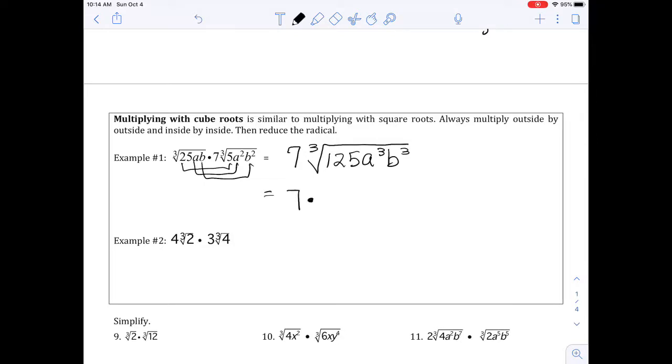7 times the cube root of 125, which is 5. The cube root of a cubed is a. The cube root of b cubed is b. Put it all together and you get 35ab.